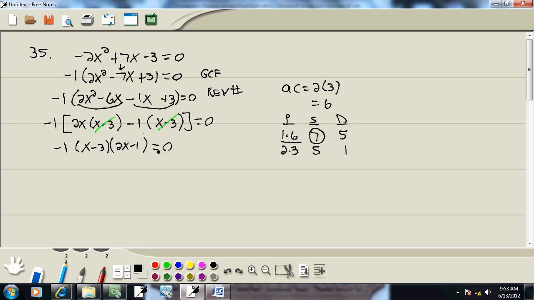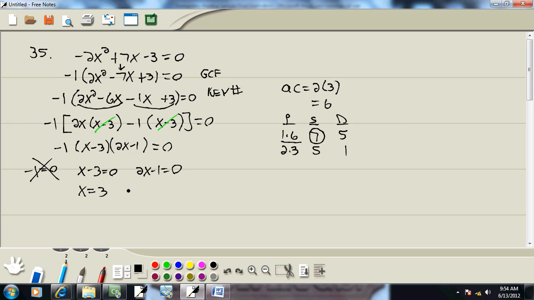Now the zero factor property says you get 0 on one side, you factor the other side, you can set each factor equal to 0. If I set a number equal to 0, like negative 1, there's no x to solve for, so I can't do anything with that. So when you got numbers, you never worry about those when using this property. We'll set x minus 3 equals 0, and we'll set 2x minus 1 equals 0. And then we'll solve each one of these.